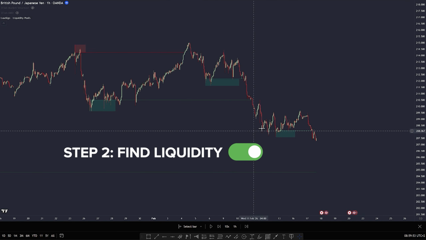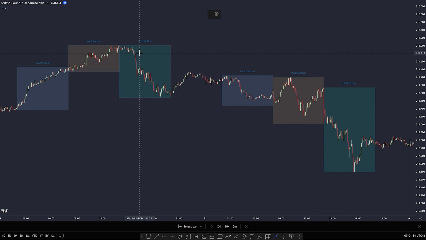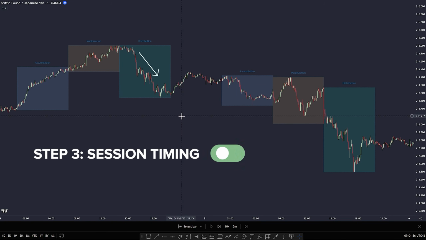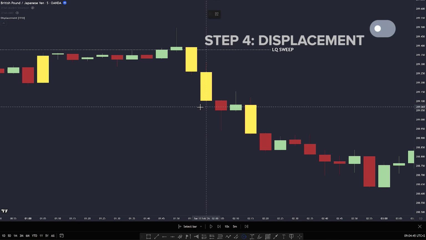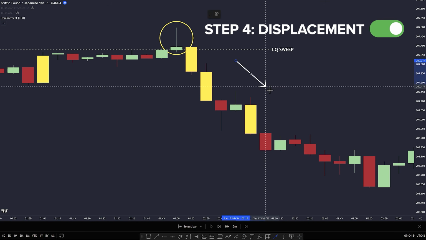Then find the liquidity. Where is price heading? Find the equal highs, the stop losses, the pools. That's the target. Price isn't going there to break out. It's going there to sweep and reverse. Then session timing. Power of Three tells you the fake move comes early. Don't enter during the trap. See if displacement confirms. Big candles after a sweep. Institutional money just entered. Green light.